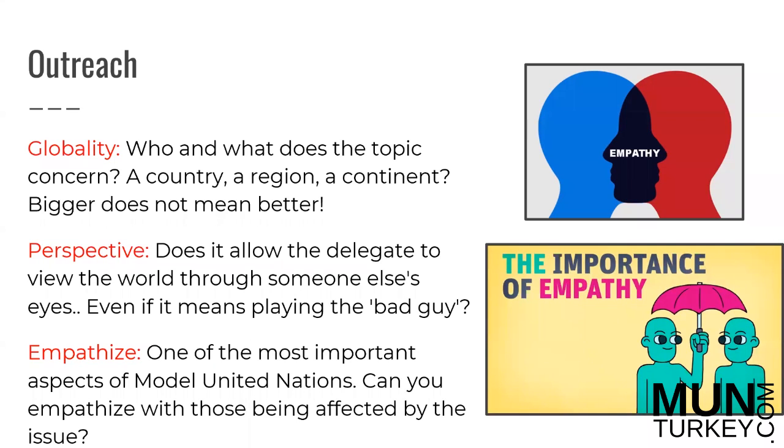For example, East Turkey and the struggles with Syria. That's a narrow topic that involves Turkey, Syria, a few other P5 countries. But if you have, for example, Kenya in there, chances are the delegate of Kenya might not be able to do much in that topic. So bigger does not mean better right away.